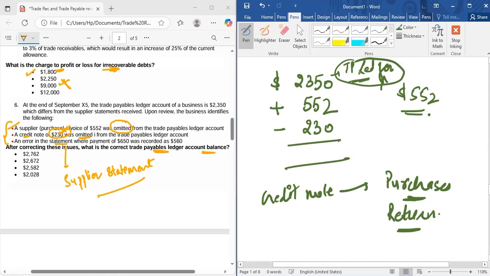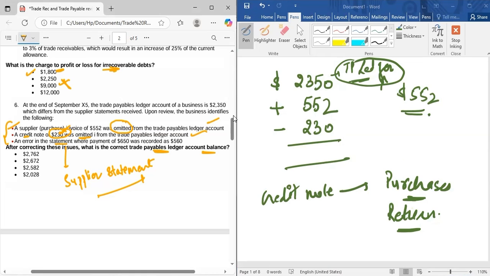Okay, we will not adjust our trade payable ledgers, because this mistake was made in the supplier statement. We are correcting our trade payables ledger, so we will only make the adjustment for the first two differences, this and this, because we omitted something in our trade payables ledger. This error, which was made in the supplier statement, would be corrected in the supplier statement. We have correctly recorded.